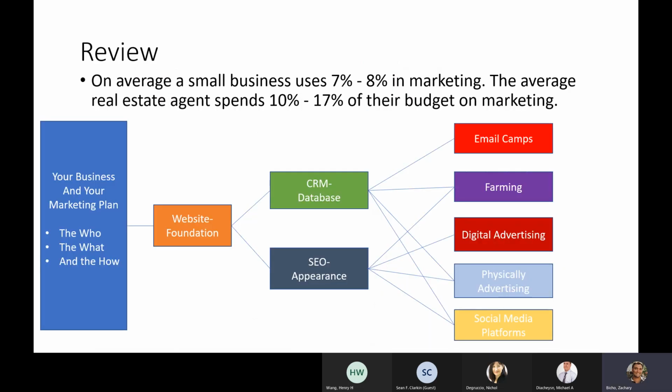So, just an overview of everything that we talked about, because we talked about a good amount of things. One quote that I love, and I think it speaks about real estate and real estate agents, is that on average, a small business will use 7 to 8% of its budget on marketing. The average real estate agent spends 10% to 17% of their budget on marketing. And that's because agents need to be constantly marketing themselves. We need to be constantly fueling that fire, finding new business, or finding potential clients for our business.